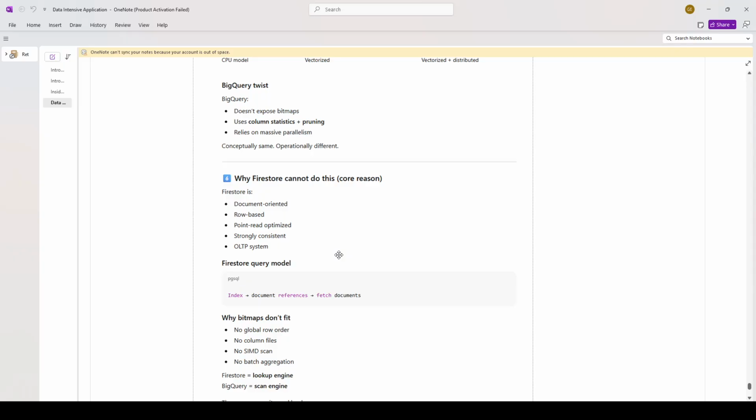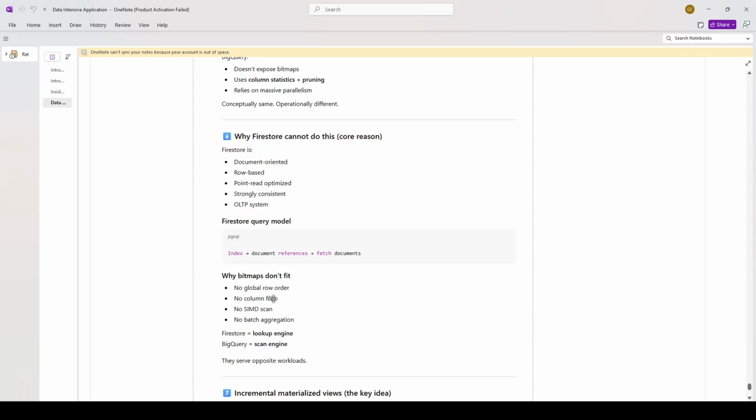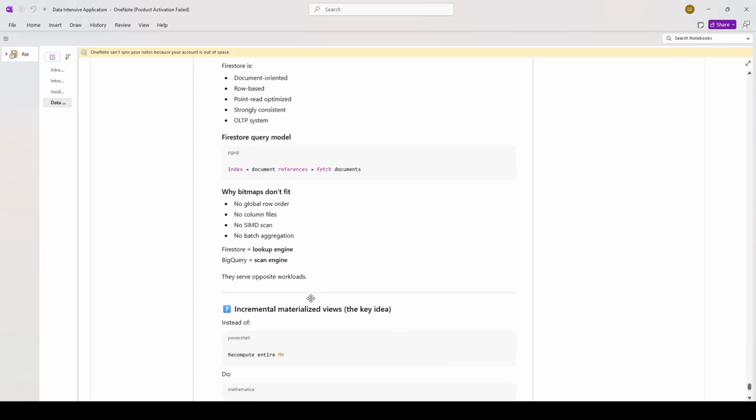Core reason: Firestore is a document oriented, row based, point read optimized, strongly consistent OLTP system. So it's strongly consistent, kind of like Supabase PostgreSQL, which is eventually consistent. Firestore query model: index to document references to fetch documents. Why bitmaps don't fit: no global row order, no column files, no SIMD scan, no batch aggregation. Firestore equals lookup engine, BigQuery equals scan engine.